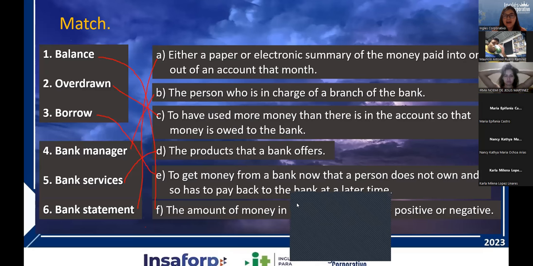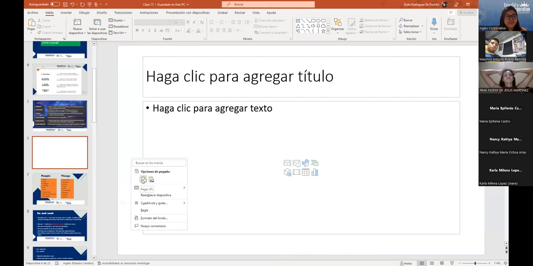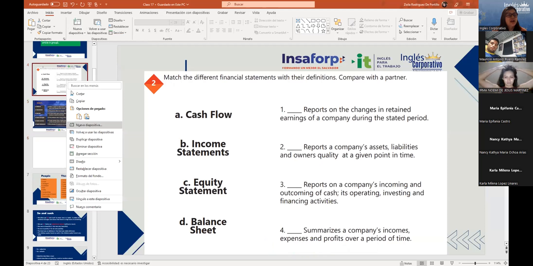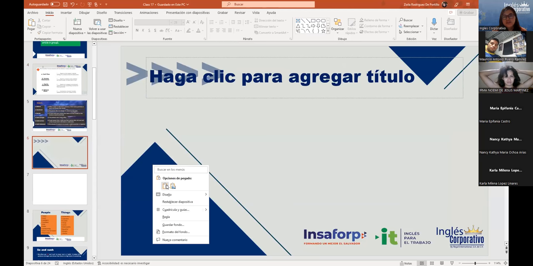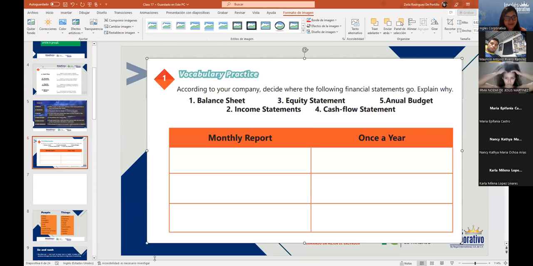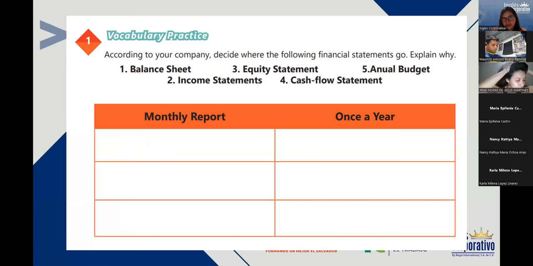We are going to do another activity. Go to your manual. We're going to do one more activity here, where you're going to check the vocabulary we were using yesterday. Remember yesterday we were mentioning the balance sheet, the equity statement, the income statements. We were talking about the cash flow statement too. We have another one that is the annual budget. Do you know what is a budget? What's a budget?